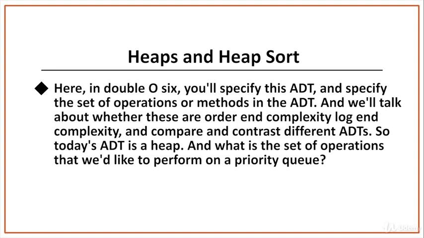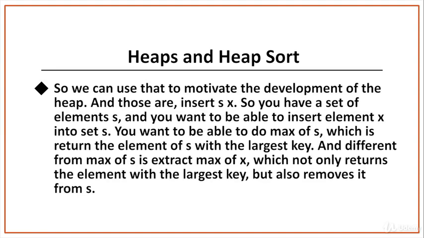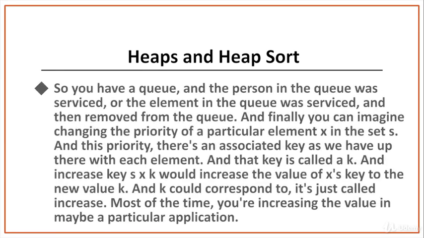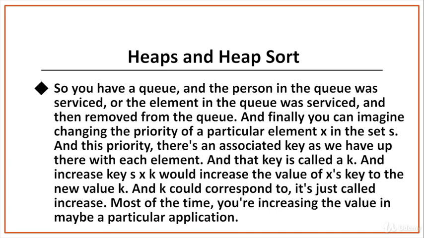So today's ADT is a heap, and what is the set of operations that we'd like to perform on a priority queue? We can use that to motivate the development of the heap, and those are insert(S, x). So you have a set of elements S and you want to be able to insert x into set S. You want to be able to do max(S), which returns the element of S with the largest key. Different from max(S) is extract_max(S), which not only returns the element with the largest key but also removes it from S. So you have a queue and the person in the queue was serviced, and then removed from the queue.